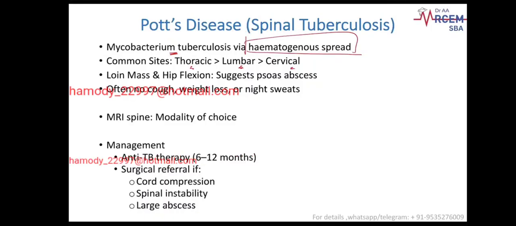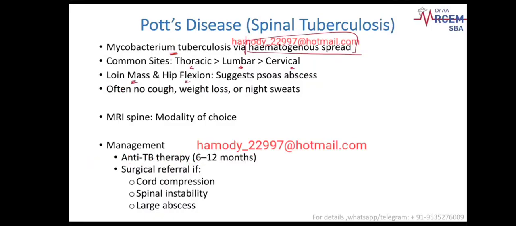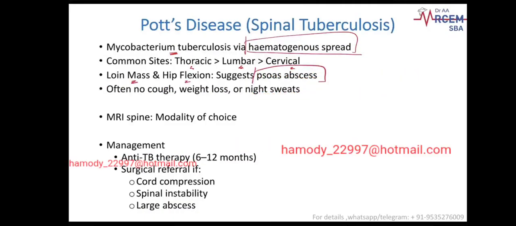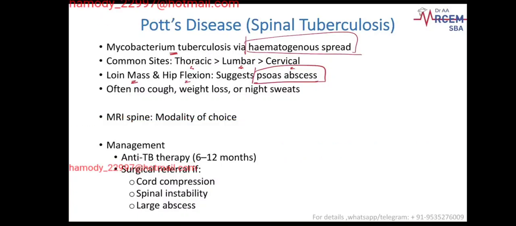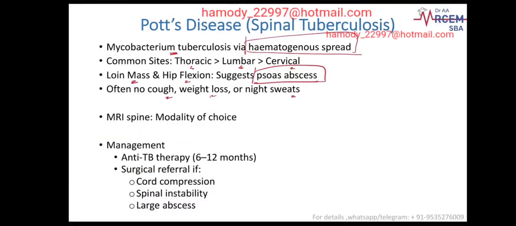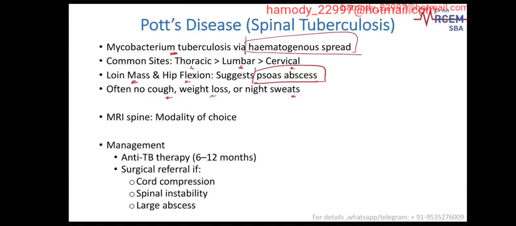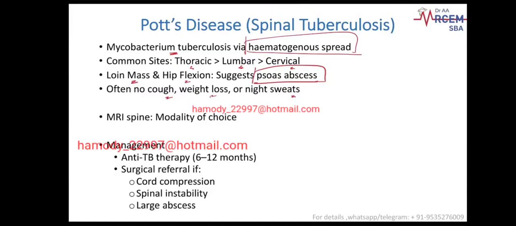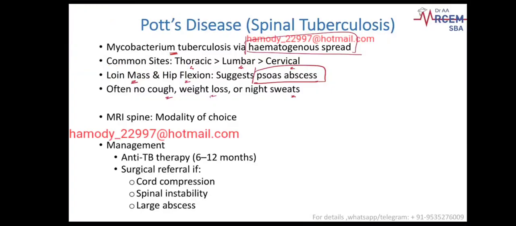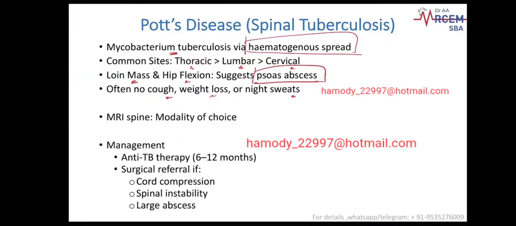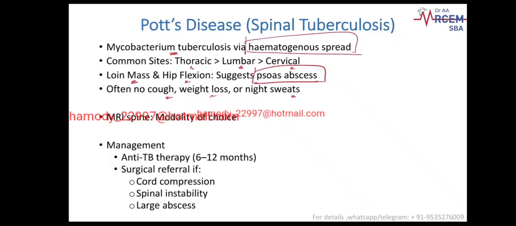If this patient presents with a loin mass and pain with hip flexion, then it is more suggestive of a psoas abscess caused by, again, Mycobacterium tuberculosis. They often do not present with cough, weight loss, and night sweats, which are commonly seen in tuberculosis. So it is an extrapulmonary manifestation of tuberculosis. Whenever it is extrapulmonary, outside the lungs, most of the time they do not have cough, weight loss, and night sweats. They just present with pain in the thoracic region. That's the most common site.